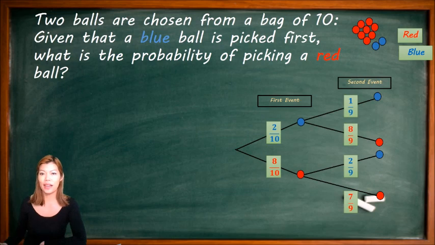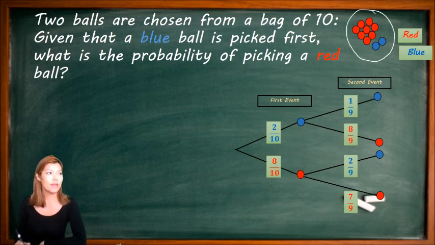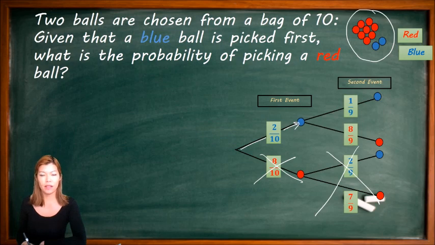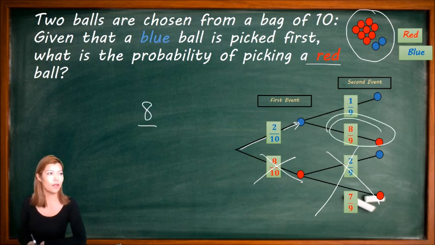Let's have a look at a tree diagram question. 2 balls are chosen from a bag of 10. See, there's 10 balls there. This is the bag. Given that a blue ball is picked first, what is the probability of picking a red ball? So in our first event, we are going this direction because we're picking a blue. So this doesn't happen, so none of this we have to worry about. Looking at the question, what is the probability of picking a red ball? So the chance of picking a red ball is over here, 8/9. Nice and simple. So make sure that when you draw the tree diagram, you're very accurate, and answering the question will be a breeze.